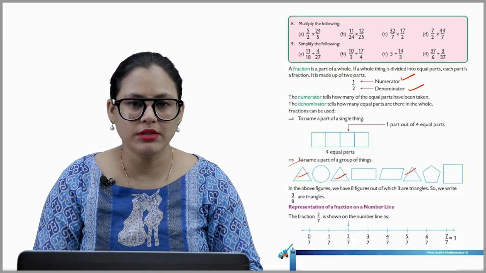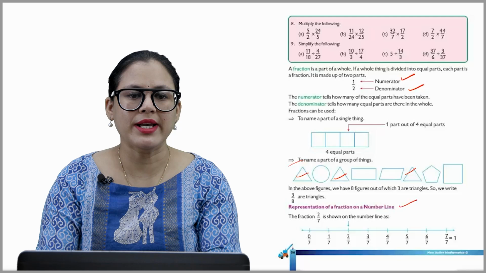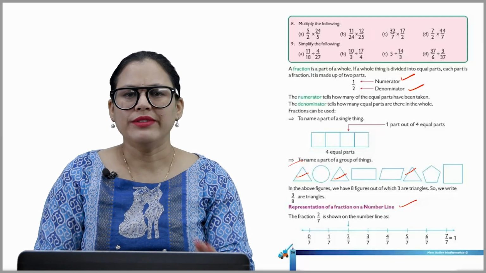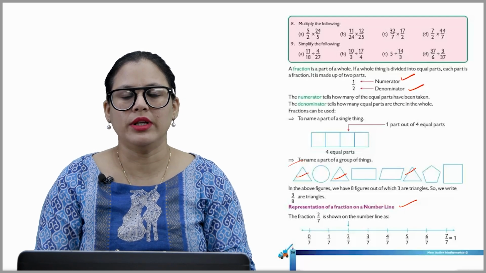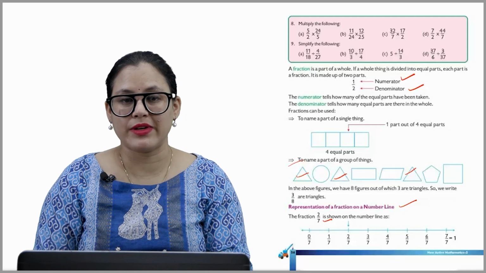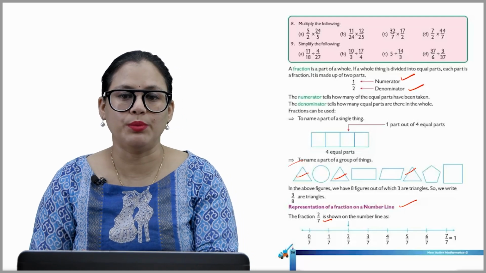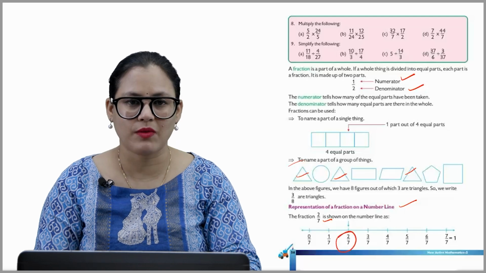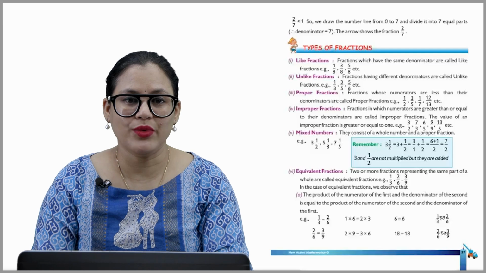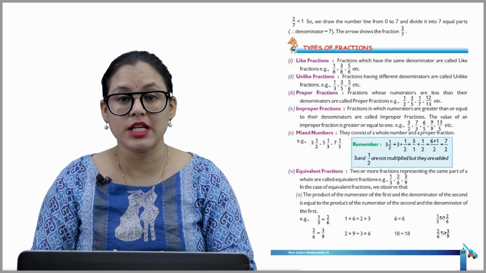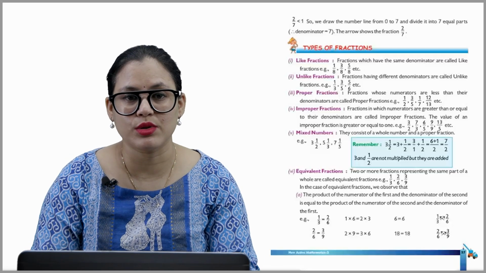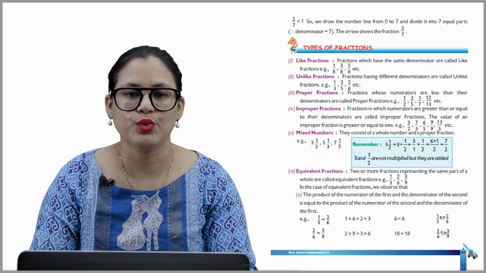Representation of a fraction on a number line. The fraction 2 by 7 is shown on the number line as C. We have learned in previous class that we write 0 and 1, then the denominator is 7, so we will divide this in 7 equal parts. Okay, so this is 2 by 7. 2 by 7 is less than 1, so we draw the number line from 0 to 1 and divide it into 7 equal parts. Therefore, denominator is equal to 7. The arrow shows the fraction 2 by 7.